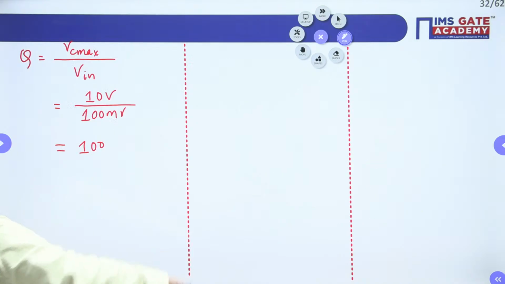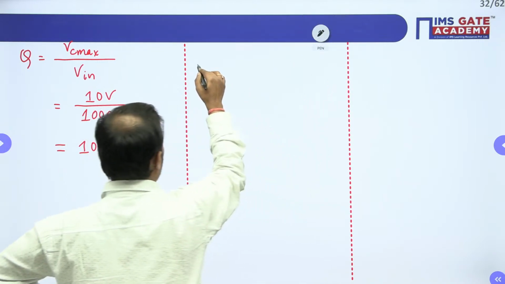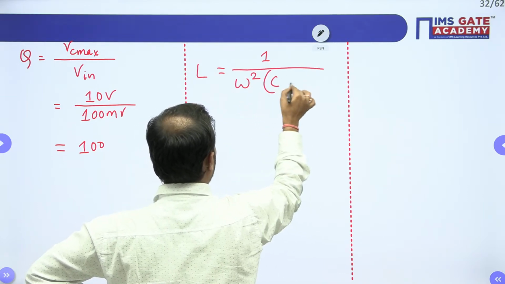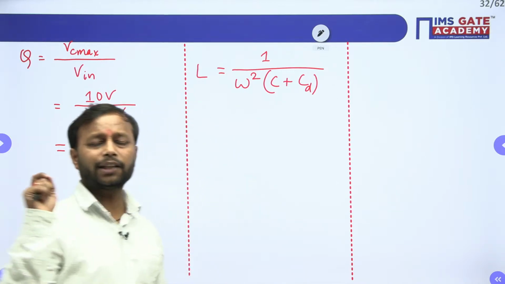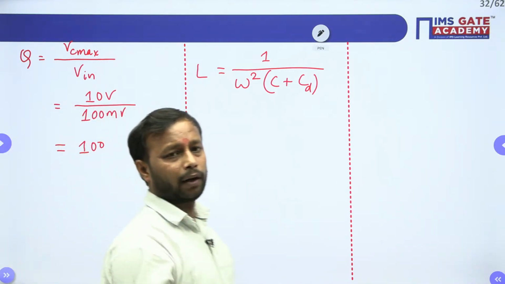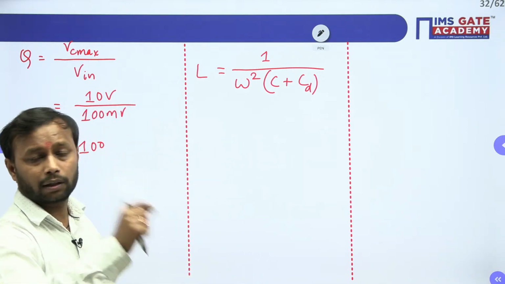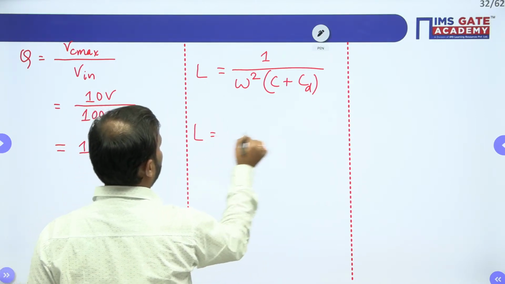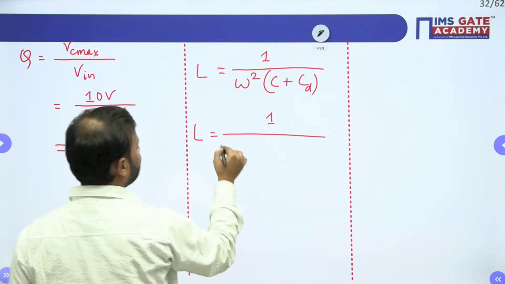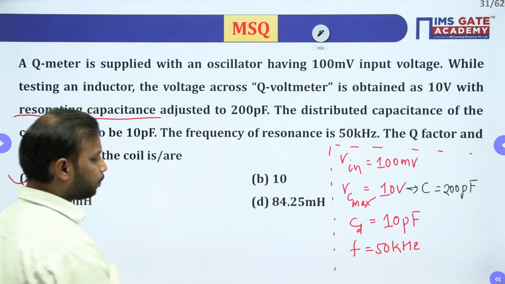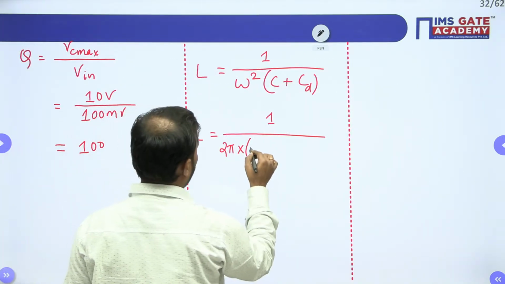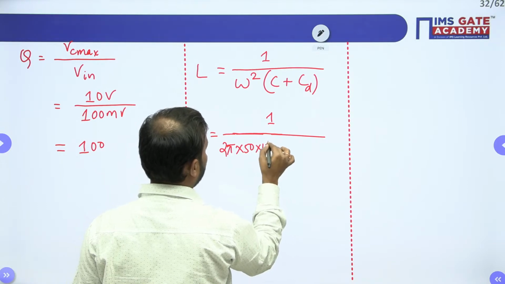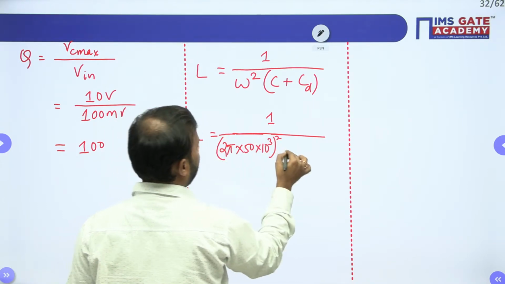Now let us find the inductance. Inductance L, if you know the formula, we can directly use this as 1 upon omega square into (C plus CD). This is the inductance formula that we have from our Q meter. That formula I have directly taken from that chapter. So here we need to calculate L. Omega is 2 pi f, and f is 50 kilohertz. So it is 2 pi times 50 into 10 to the power 3, whole square, into (C plus CD).